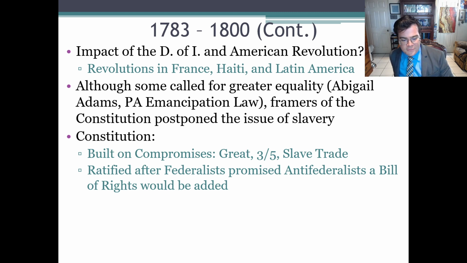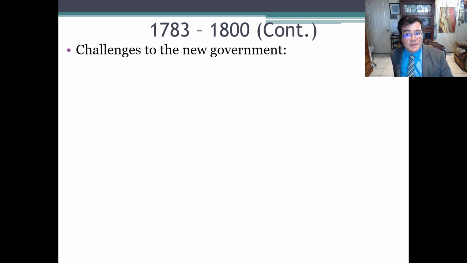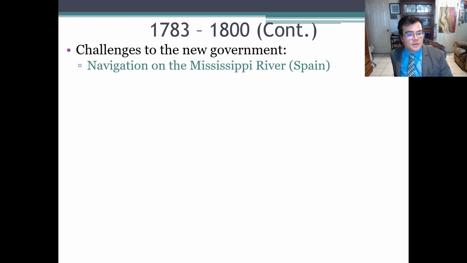So the Constitution is going to be ratified after compromising, and the Bill of Rights would be added. That was the big debate between the Federalists and the Anti-Federalists, right? Are the rights going to be protected? Anti-Federalists are all paranoid.